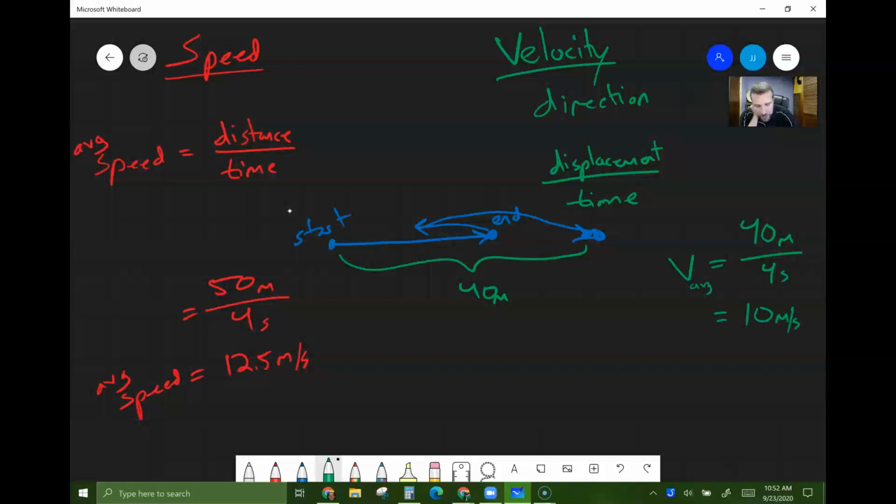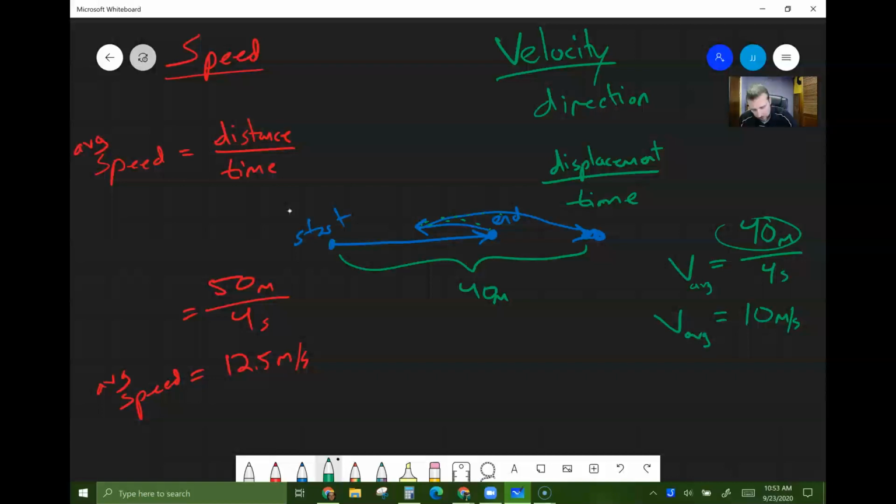Because you kind of dilly-dallied here and went backwards and then forwards again. But for the whole trip, I don't care about the path you took. I don't care how you got there. For the whole trip, you're 40 meters away from where you started. You did that in 4 seconds. Average velocity, 10 meters per second. Cool? All right, level 1.